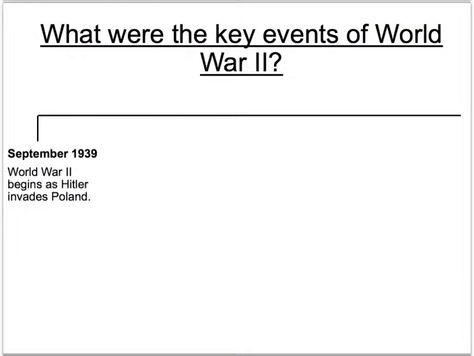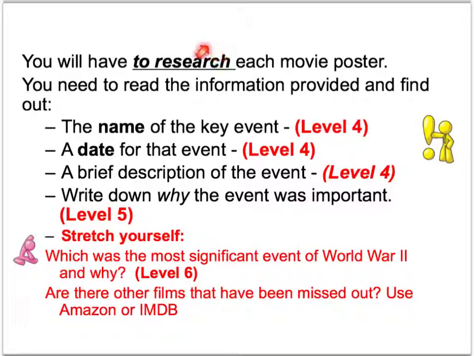What we then need to do is to think about arranging these events chronologically in a timeline. To do this, you will have to research each movie poster. Identify the movie, and you will need to find out the name of the key event that the movie is actually a film about, the date of that key event, and a very brief description of that event.